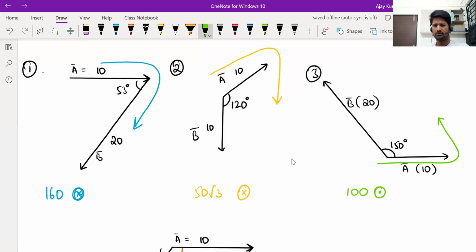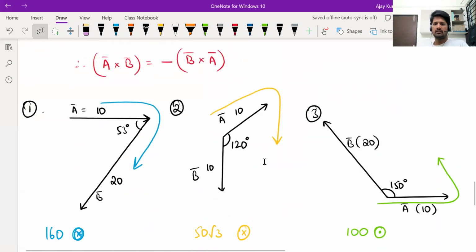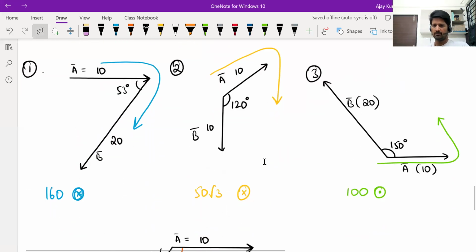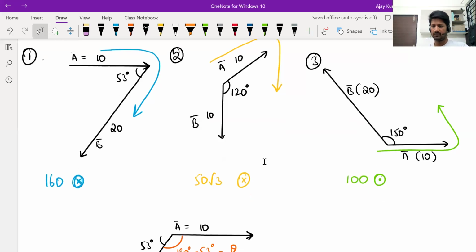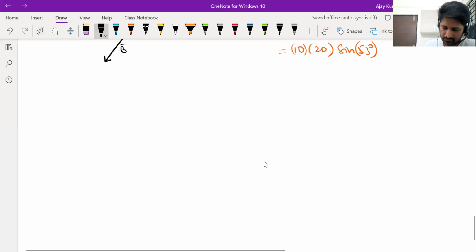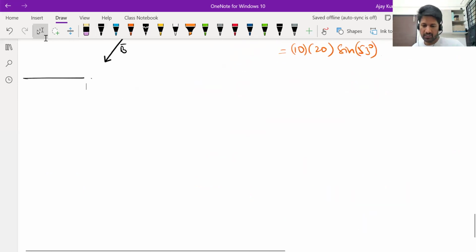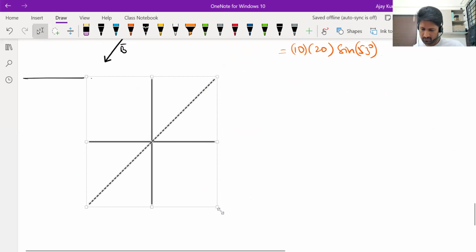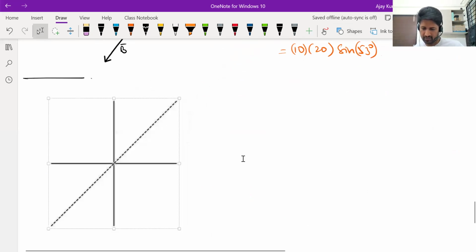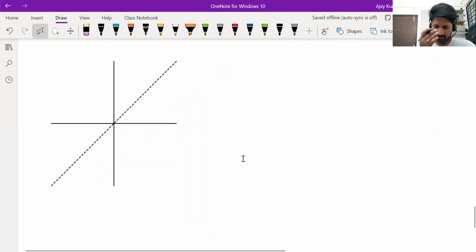Fine. All of you have given the same answers, correct. Good. So if the magnitude of two vectors and the angle between them is known, this is how you find out their cross product. But many times, vectors are given in their component form, in terms of I cap, J cap, and K cap. So we should know how to express cross product in those terms also.